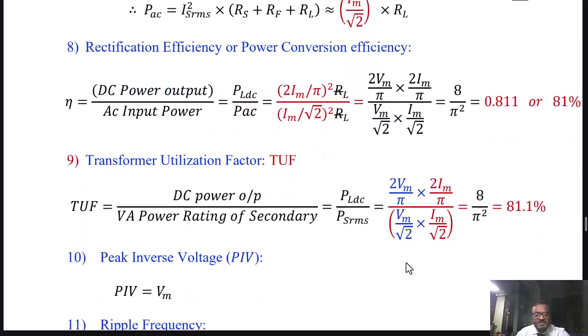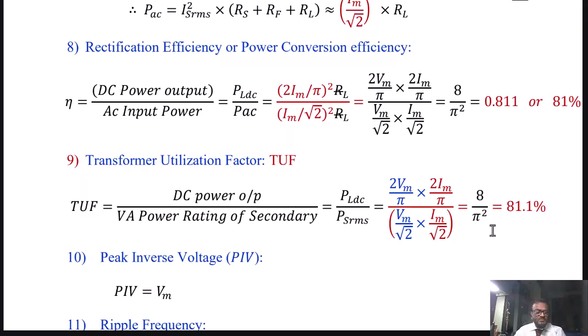Now let us estimate the transformer utilization factor, TUF, and that is defined as the DC power output divided by VA rating of the secondary. That is the ratio of PLDC to PSRMS. Substitute the value of PLDC and PSRMS as twice Vm by pi into twice Im by pi divided by Vm by root 2 into Im by root 2. That comes out to be 8 by pi square, that is 81.1%.